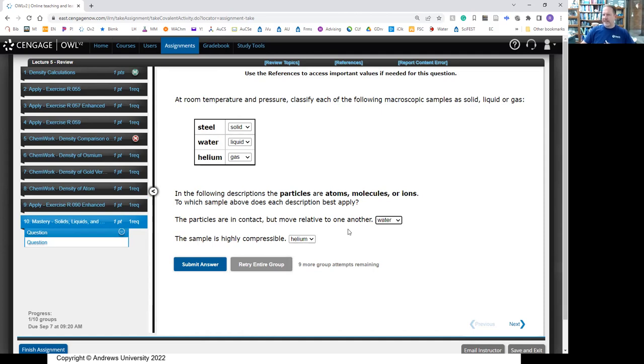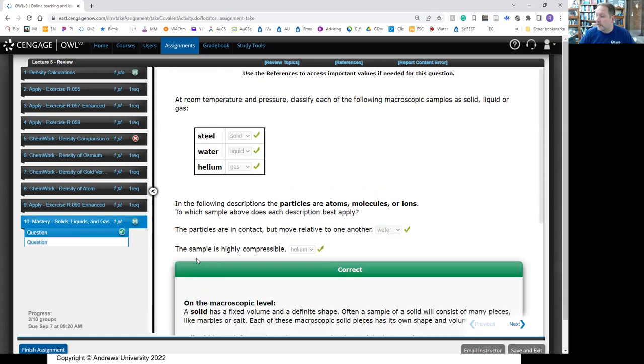I think they're trying to ask about the distance between particles, which has to do with density. So I can see why this is related. And it's just a little bit of thinking through some of those properties.